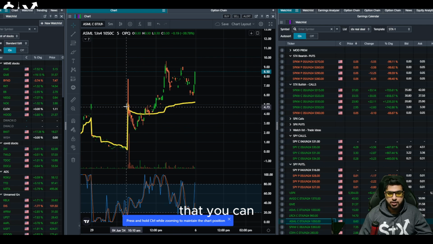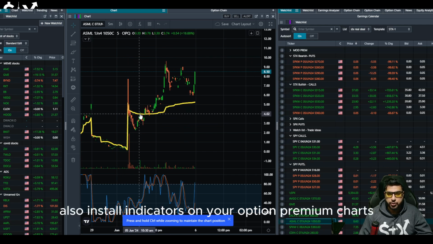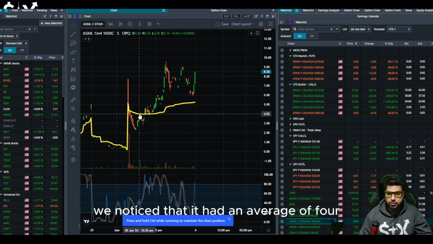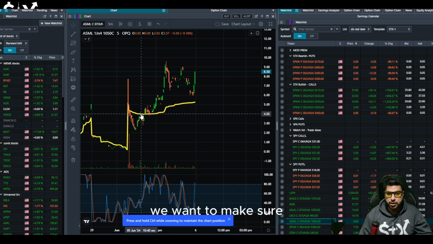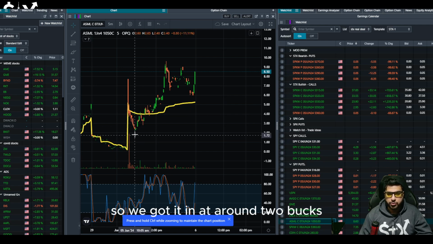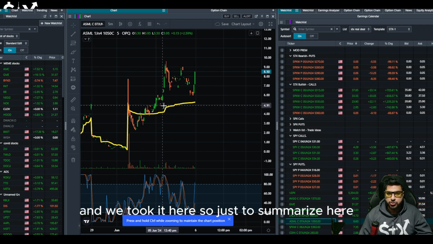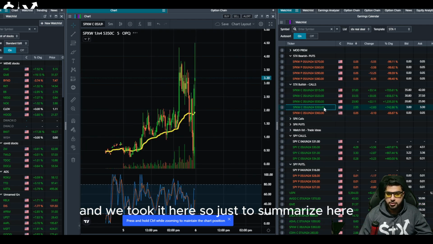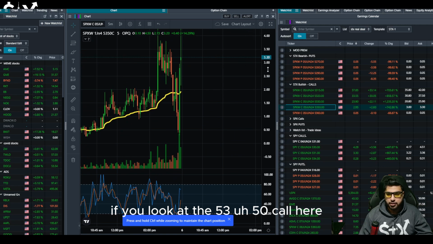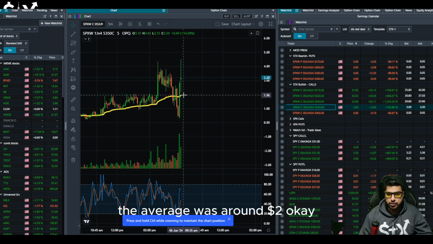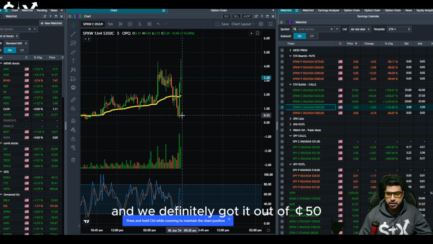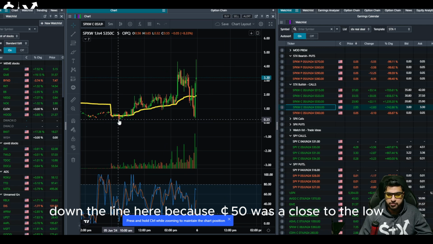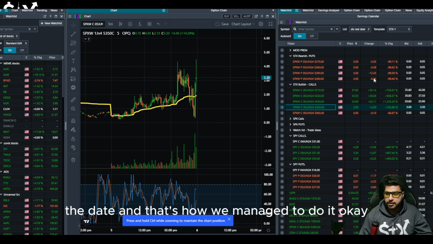You can also install indicators on your option premium charts. While we were analyzing this, we noticed that it had an average of 4 on this key value here. We want to make sure we always pay less than the average, because this is just a VWAP here. So we got it in at around $2 and we took it here. Just to summarize, on the 5350 call here, the average was around $2. Our initial position was at 1.5 and we definitely got it at 50 cents down the line, because 50 cents was close to the low of the day, and that's how we managed to do it.